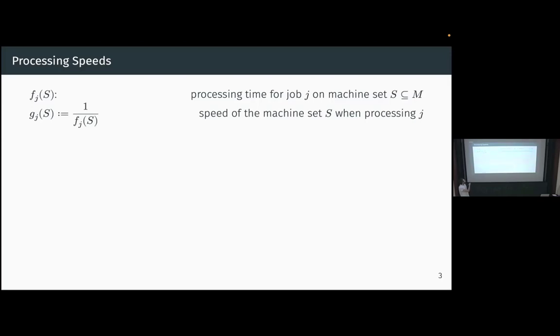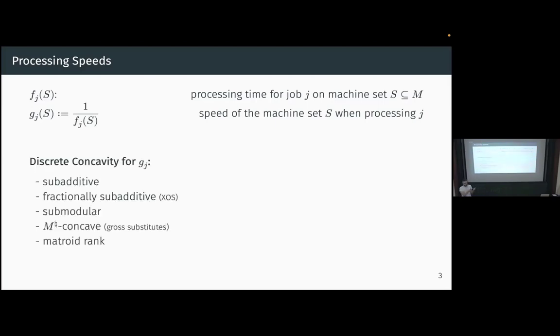So g_J is the processing speed function that tells me how fast the machines in S are when processing the job J. And for this, we will make some assumptions, and we want to capture this no synergies idea from the identical machine case. And now no synergies will translate to some sort of discrete concavity on these functions. Right? And there are many different ways to express such concavity.